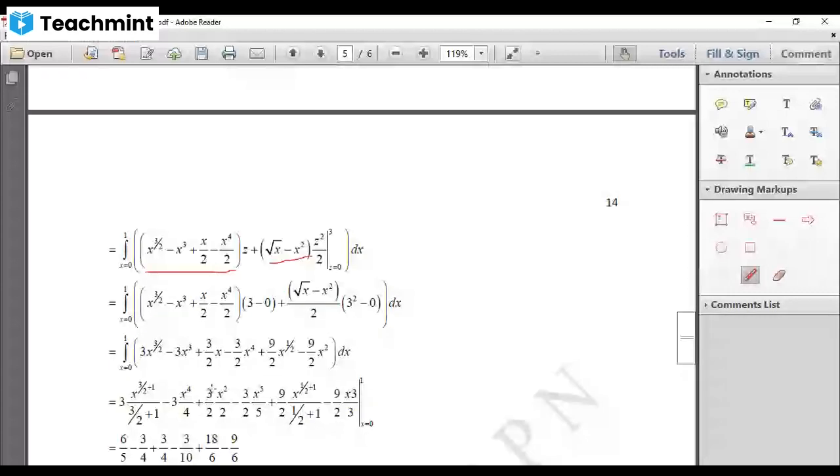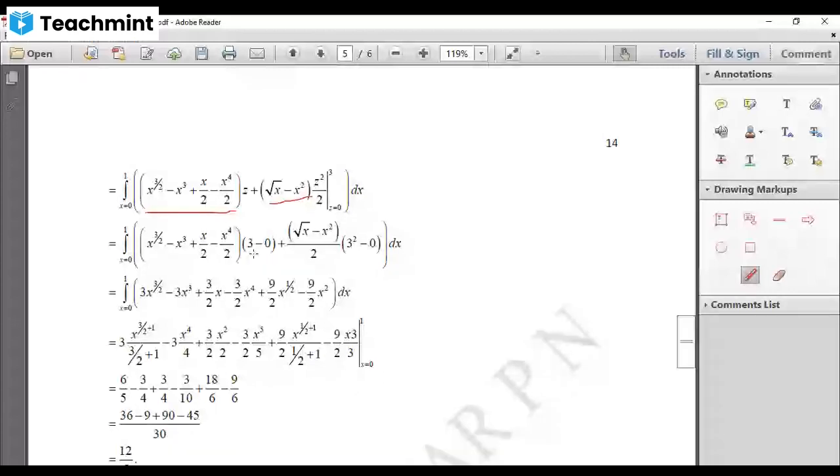Apply the limit. If you apply the upper limit, you will get 3 minus lower limit 0 in z. This remains as it is. Plus root x minus x square by 2, that remains as it is. If you apply the upper limit, 3 square minus lower limit 0. Now you'll get 3. Multiply this with this. 3x to the power of 3 by 2 minus 3x cube plus 3x by 2 minus 3x to the power of 4 by 2 plus 9 into root x by 2, that is x to the power of half by 2, minus 9 x square by 2.